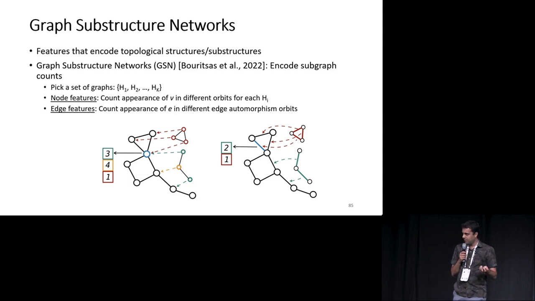There are more sophisticated approaches. One well-known one is graph substructure networks, or GSN. So the idea here is you decide on some set of subgraphs or some kind of substructures, and you want to count the appearance of each node or each edge within orbits of these substructures. Okay, and then you use these features in your message passing.